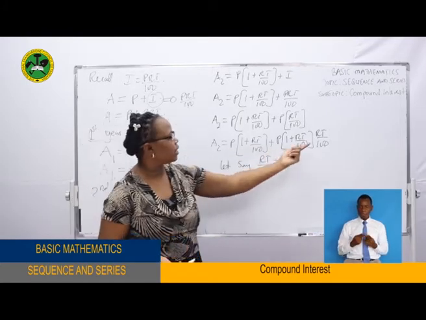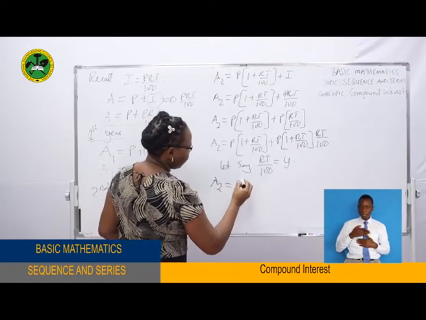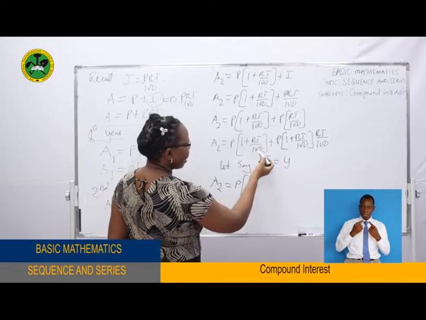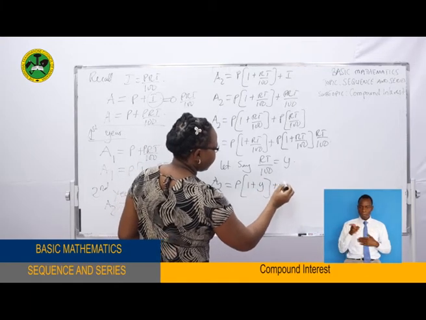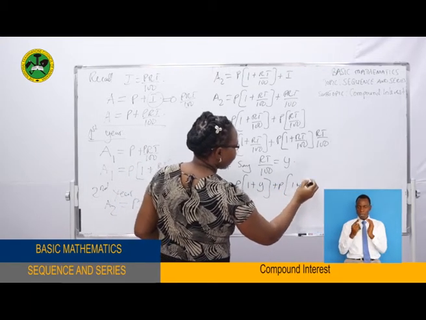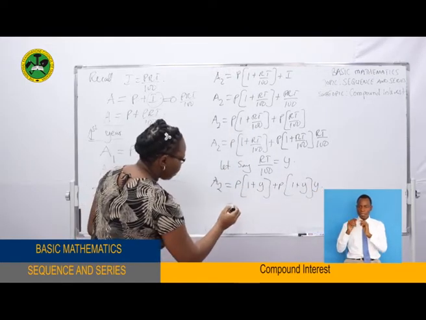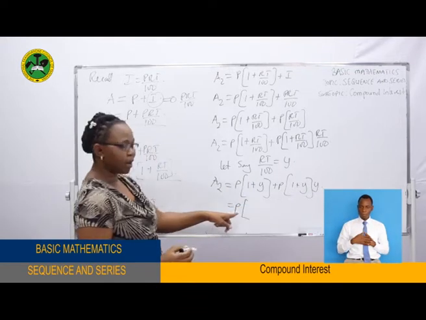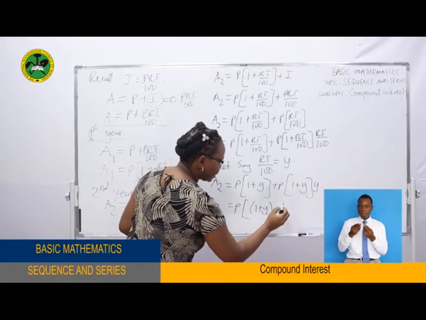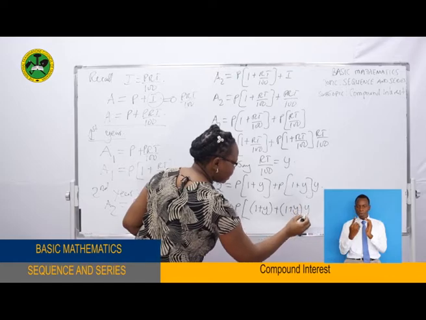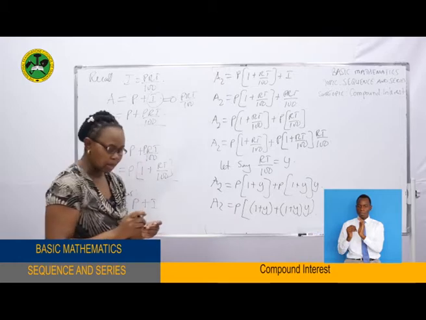I need to simplify this expression. It will be the amount in second year equals P(1 + RT/100), which is Y, in bracket, plus P(1 + Y), outside there is Y. We factor out P. It will be P in bracket, and inside the bracket will remain 1 plus Y plus 1 plus Y, then times Y. This is the amount at the second year.